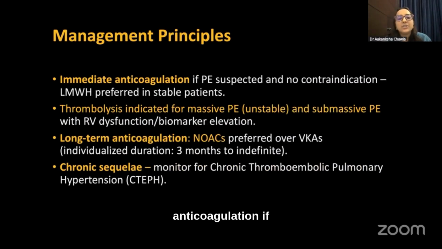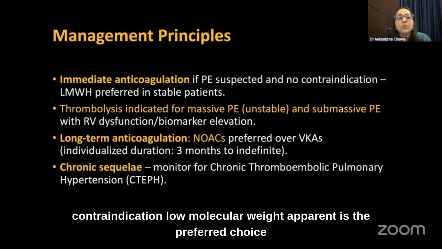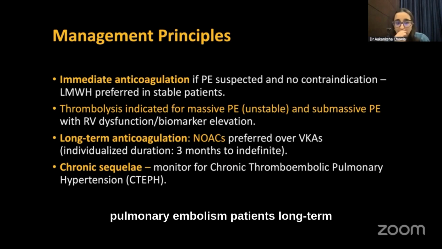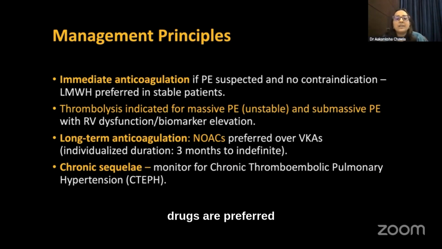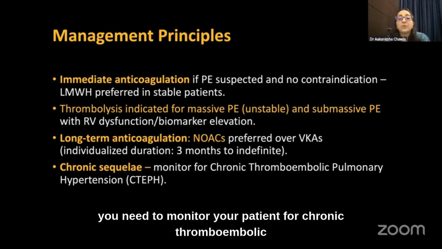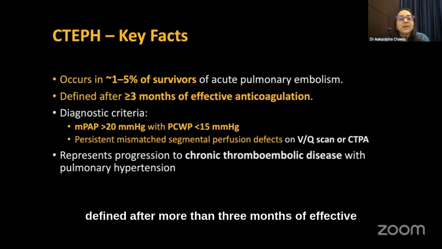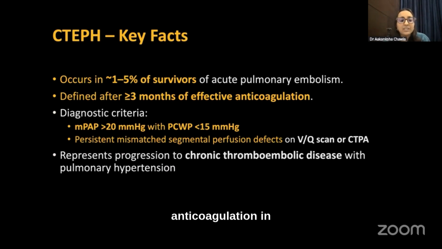Immediate anticoagulation, if pulmonary embolism is suspected and no contraindication, low molecular weight heparin is the preferred choice in stable patients. Thrombolysis is indicated for massive PE, unstable, as well as submassive pulmonary embolism patients. Long-term anticoagulation, oral anticoagulant drugs are preferred over vitamin K antagonists. And you need to monitor your patient for chronic thromboembolic pulmonary hypertension. It occurs in about 1 to 5% of survivors, defined after more than 3 months of effective anticoagulation.